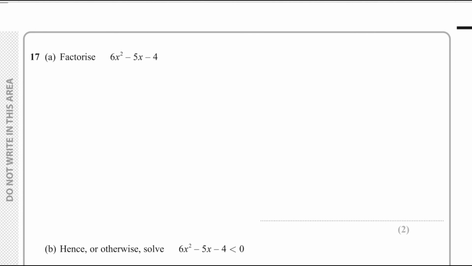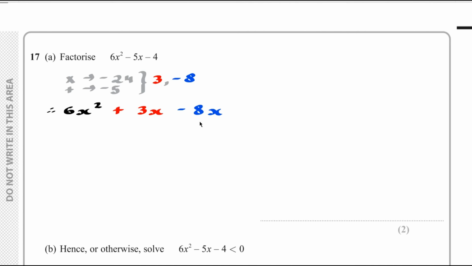Question number 17, part A, factorise 6x squared subtract 5x subtract 4. We require two numbers which multiply to give 6 multiplied by negative 4, which is negative 24, and which add to give negative 5. Those two numbers are 3 and negative 8. So we can rewrite 6x squared subtract 5x subtract 4 as 6x squared plus 3x subtract 8x subtract 4.